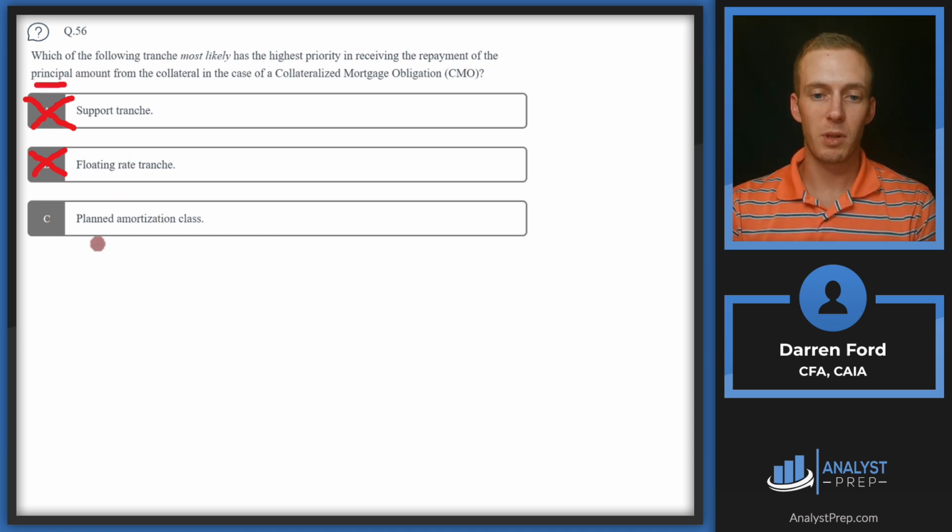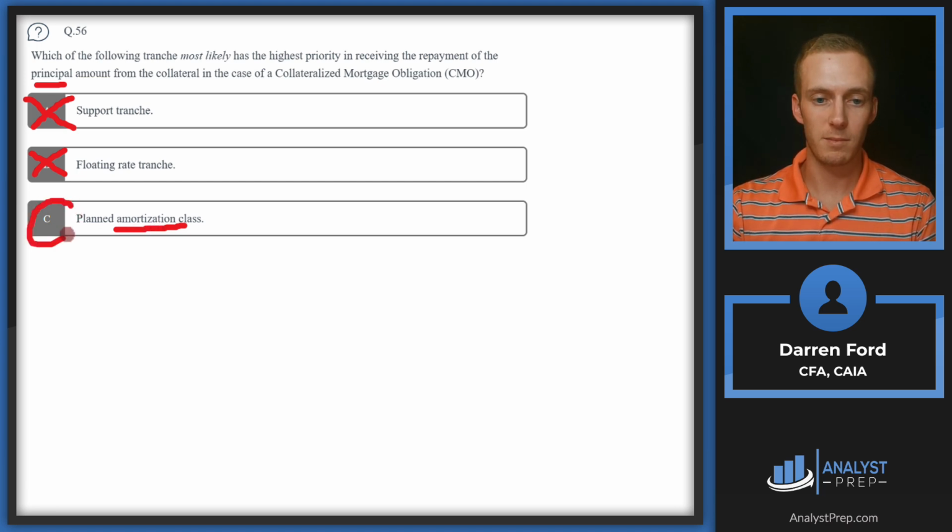And then C, planned amortization class, kind of right in the name there, amortization implies that there's going to be some amortization schedule for the principal you're receiving back. So think about a mortgage loan, for example. On the paying end, you're paying some principal towards the mortgage every month. So if you're on the other side of that, you're the one receiving the principal. So that's kind of what this is implying here. So we can go with C.